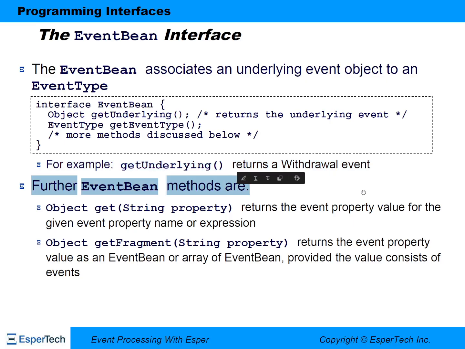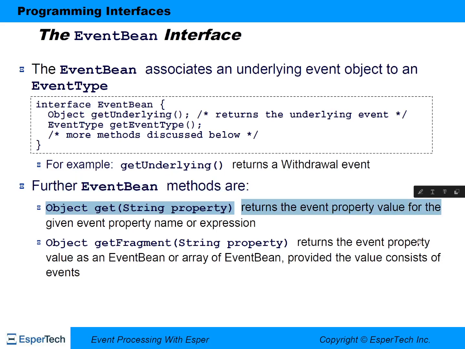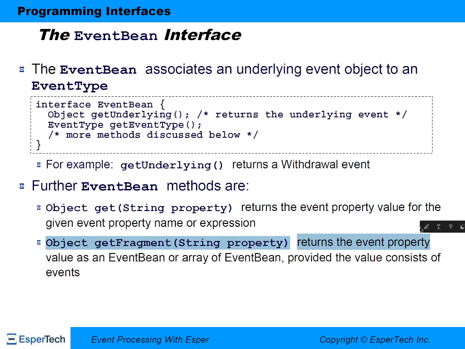Further event bean methods are: the get method receives an event property name and returns the event property value. The getFragment method receives an event property name and returns the event property value as an event bean or an array of event beans, provided the value consists of events.